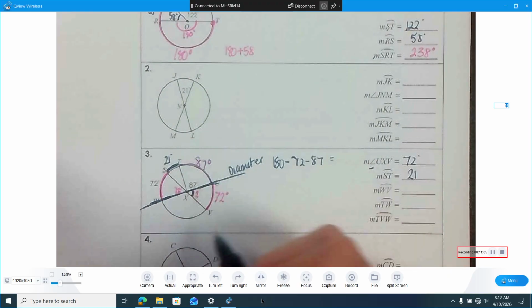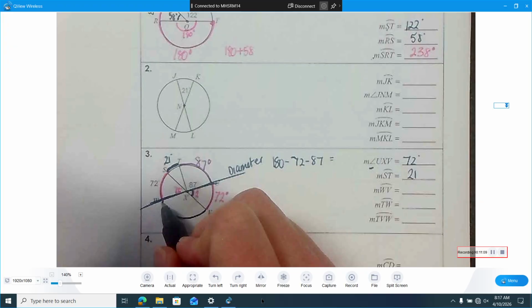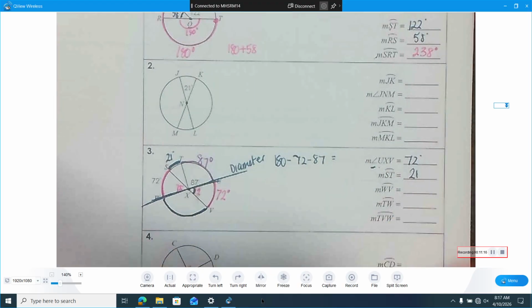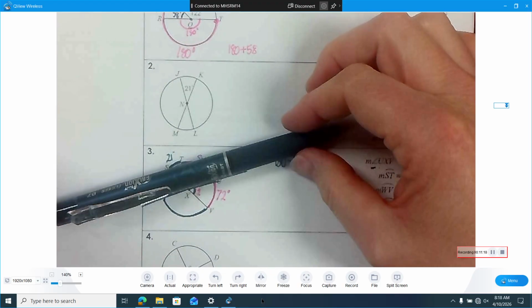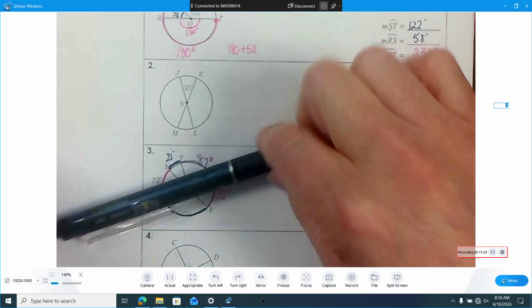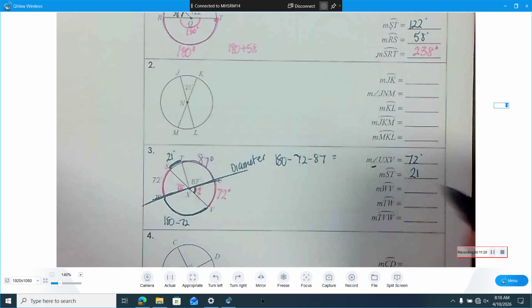Okay. What's the measure of arc WV? WV, how are we going to figure out this arc? Yeah, again, this is the lower half of the circle. How many degrees does that lower half have? 180. All right, and so again, 180 minus the 72, and that's going to be 108 degrees.